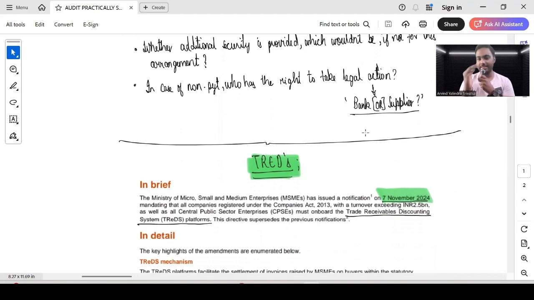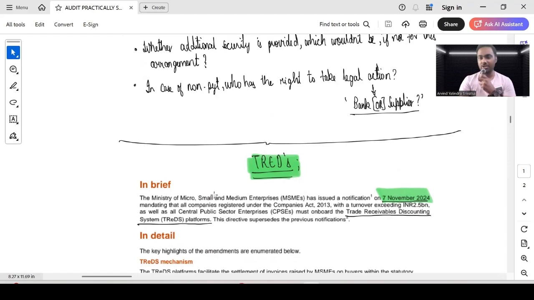TREDs is basically Trade Receivables Discounting System Platform, guys. On 7th November 2024, the MSME Ministry had issued a notification mandating that all companies under the Companies Act 2013 with a turnover exceeding 2.5 billion, as well as central public sector enterprises, which is basically 250 crores, have to onboard the MSME vendors into the Trade Receivables Discounting System.